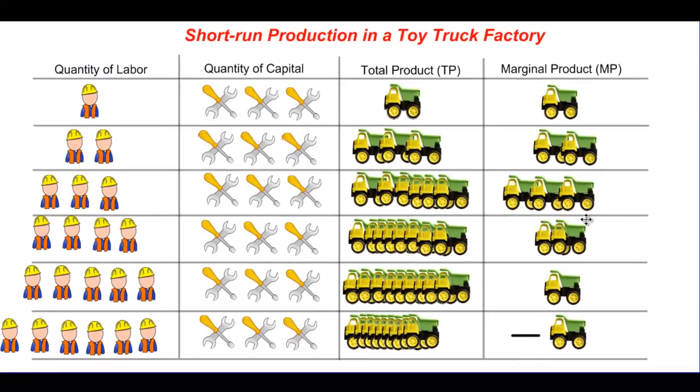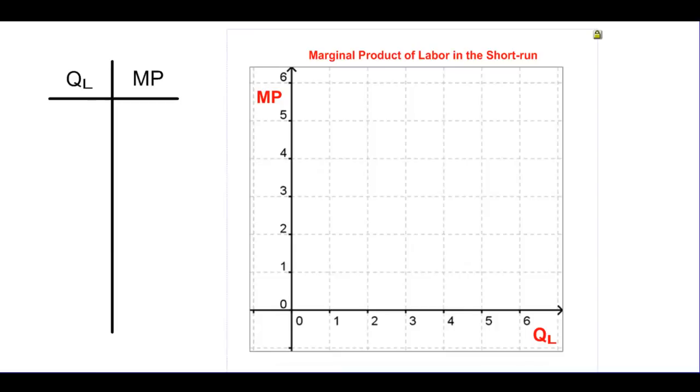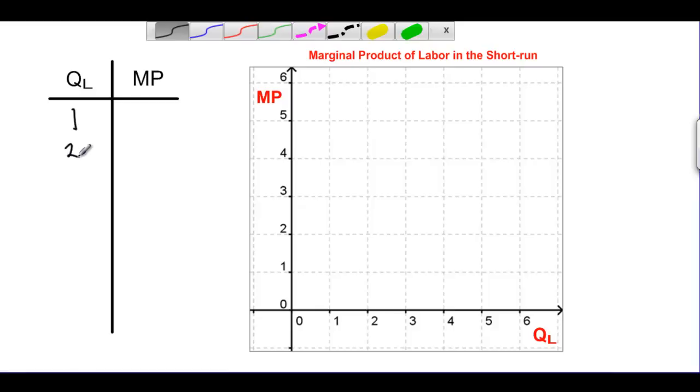So how would this look if we were to take the information in this table and plot it in a numerical table and on a graph? Let's look at the next page here. What we've done is we've added workers. When we had 1 worker, 2 workers, 3 workers, 4 workers, 5, and 6, the marginal product of labor changed each time we added additional workers.